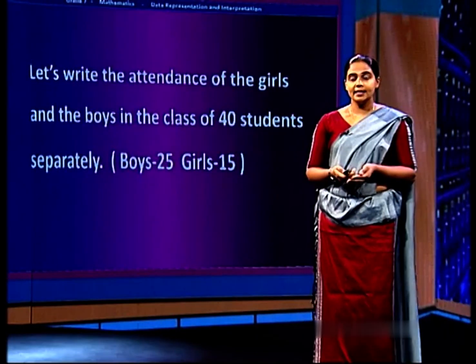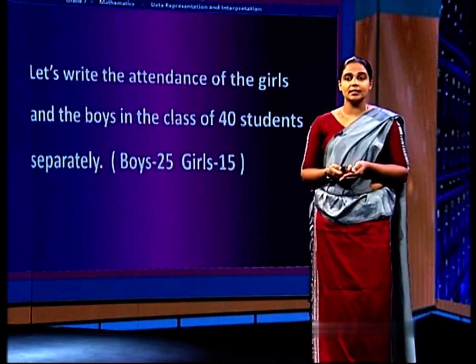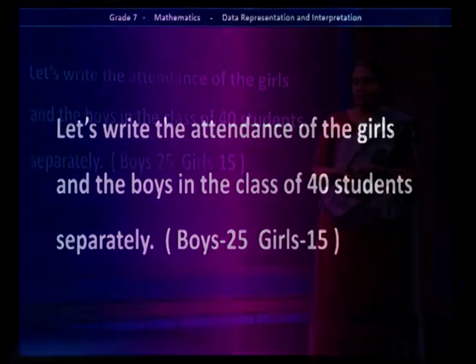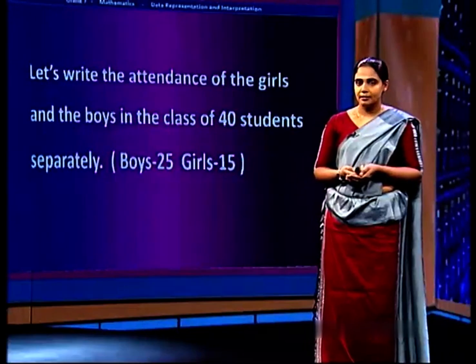Let's write the attendance of the girls and the boys in the class of 40 students separately. Then the number of boys is 25. Number of girls is 15. Then my dear kids, are you happy to do this one?